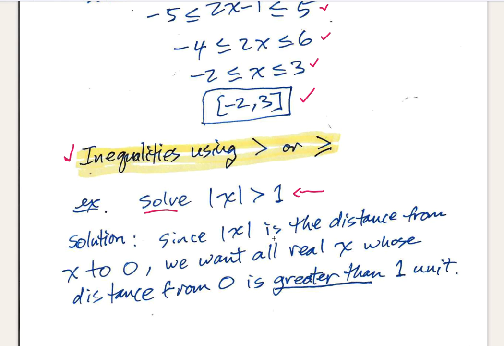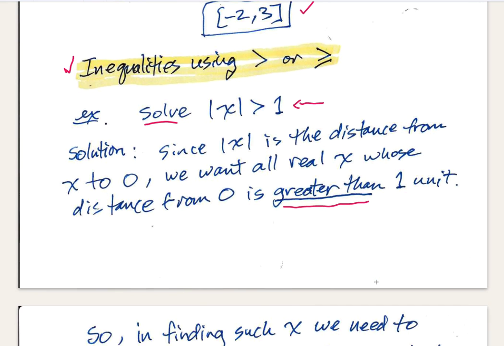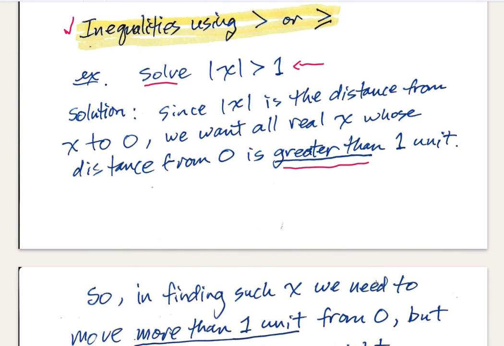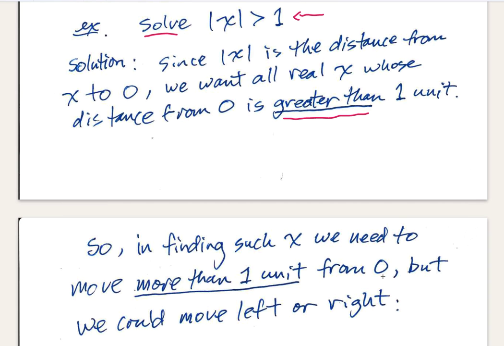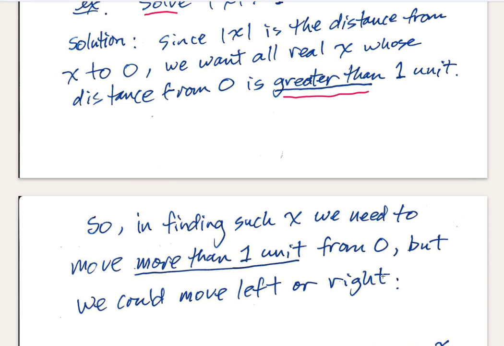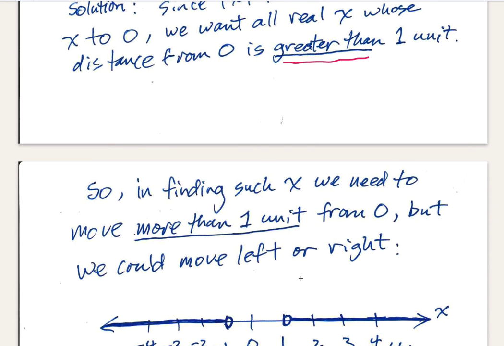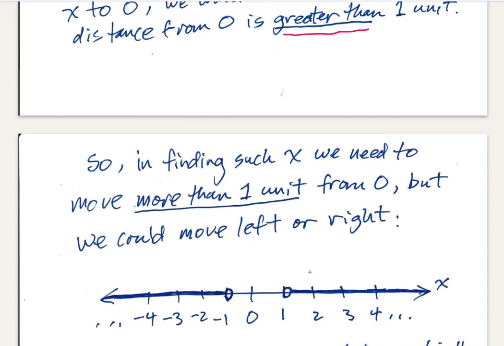Since the absolute value of x is the distance from x to 0, we want all real x whose distance from 0 is strictly greater than 1 unit. Okay, so greater than 1 unit. All right, so think about that. So when finding such x, we need to move more than 1 unit from 0, or the origin if you like that word better. But there's two ways you could move here. You could move to the left, or you could move to the right.